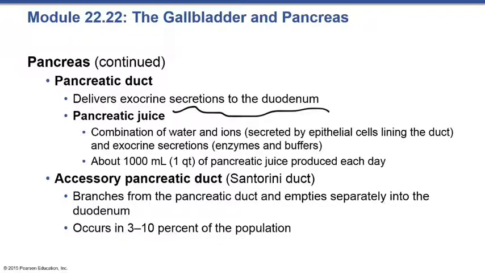The pancreatic juice is going to have water. It's going to have ions that are important for buffering. And there's about a quart of pancreatic juice produced each day. There are other smaller ducts that dump products into the duodenum. So you could dump pancreatic products into the duodenum without opening up the hepatopancreatic ampulla. So there is a way for the pancreatic juices to get to the duodenum while not releasing bile from the gallbladder.